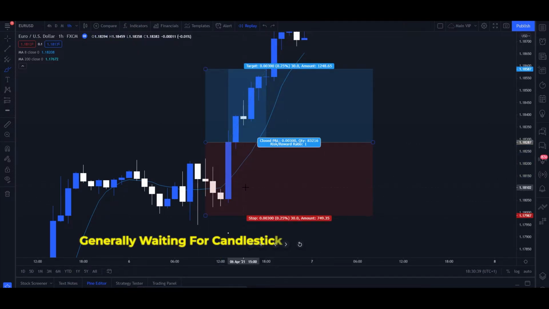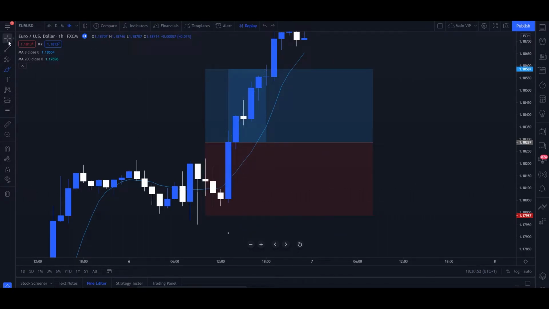If you don't wait for candlestick confirmations, which a lot of beginner traders do not do, you will be a failing Forex trader. Always wait for candlestick closures before you enter your trade.